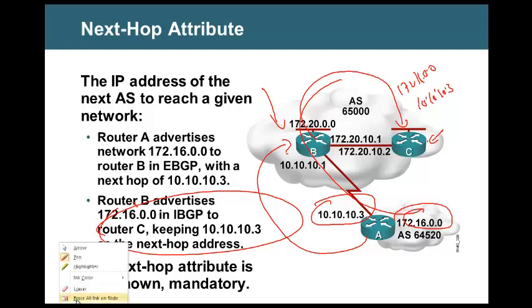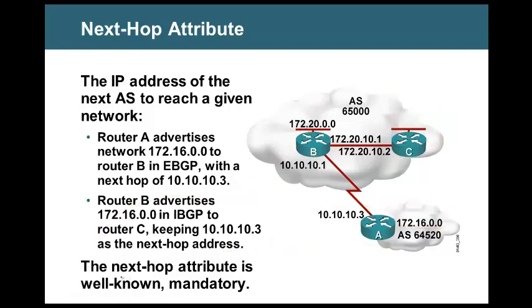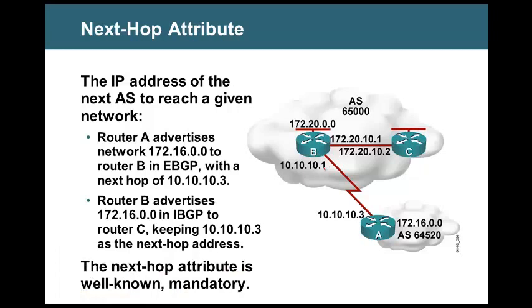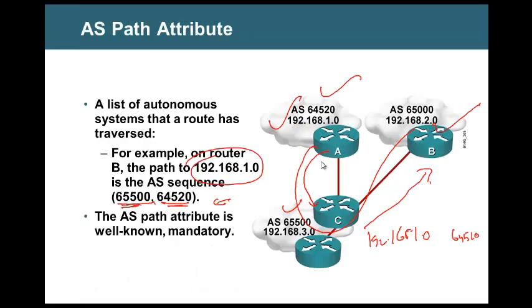And this is again another example of the next hop attribute, which is well known and mandatory. Now this is AS path.